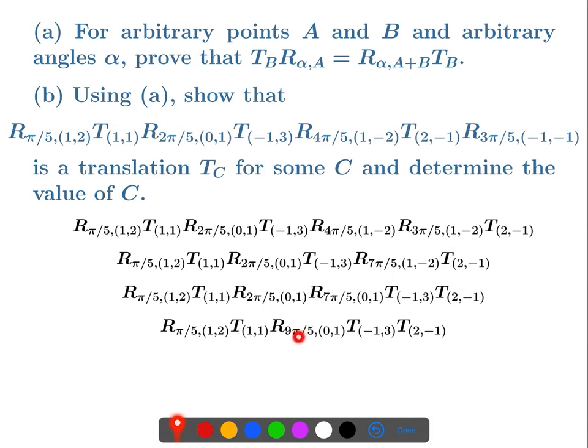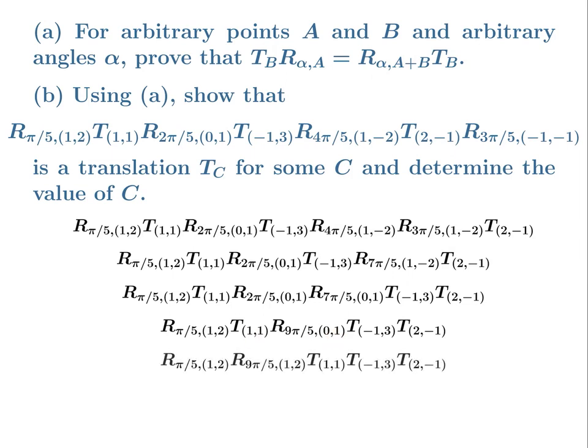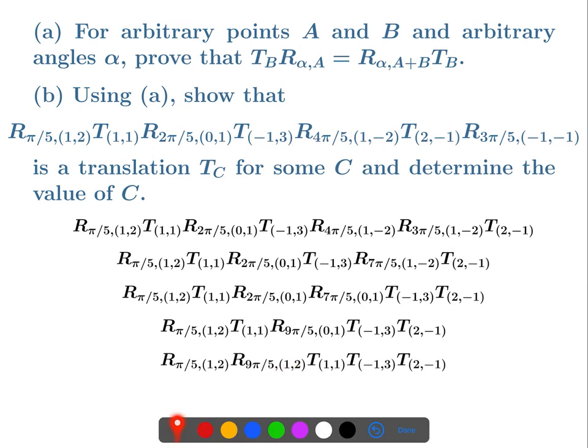Now I have a translation notation, so I can use part A again, put this on the other side. I have to sum the points. I get 1, 2 when I sum those points. So 1, 2 is the center of rotation. It's still by 9 pi over 5, and the translation goes on the other side.